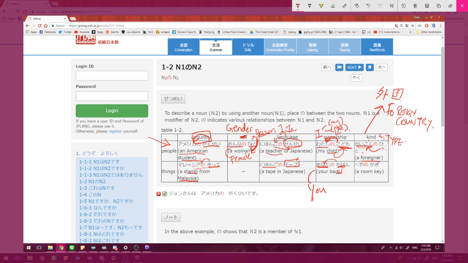Okay. And then you have kagi, which means a key. A key belongs to a room. So heya no kagi. Alright?